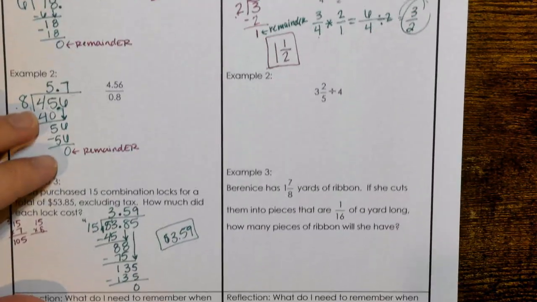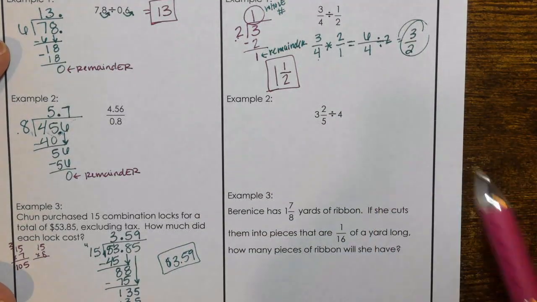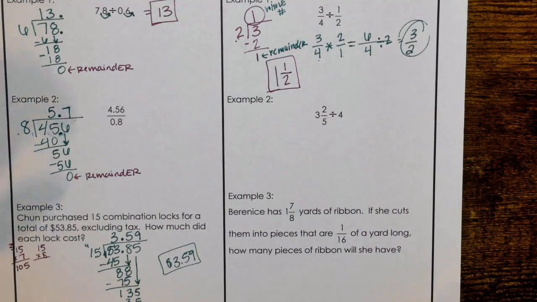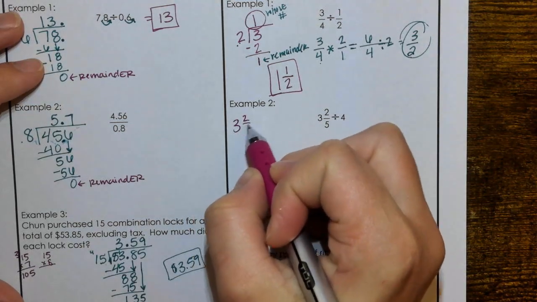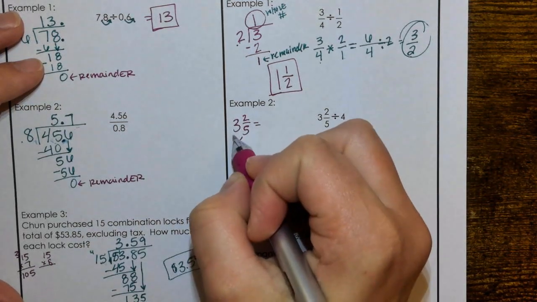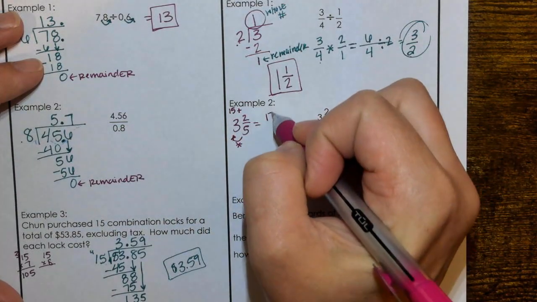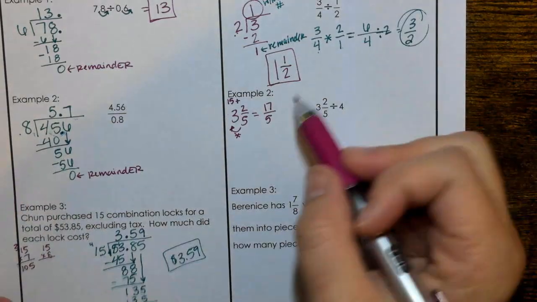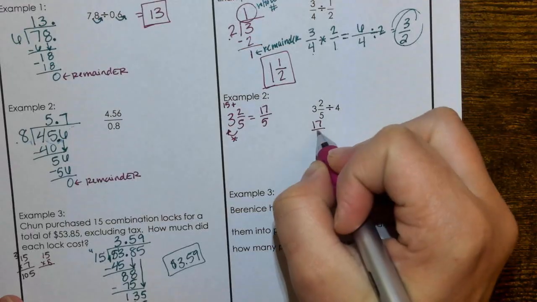All right, let's go try example number 2. Example number 2 says 3 2/5 divided by 4. I see two things here. The first thing I see is a mixed number. So let's go to the side and change that mixed number. 3 2/5. I'm going to multiply. 5 times 3 is 15. And I'm going to add 2 to get 17/5. 17/5 is my new improper fraction. So this fraction now becomes 17/5.